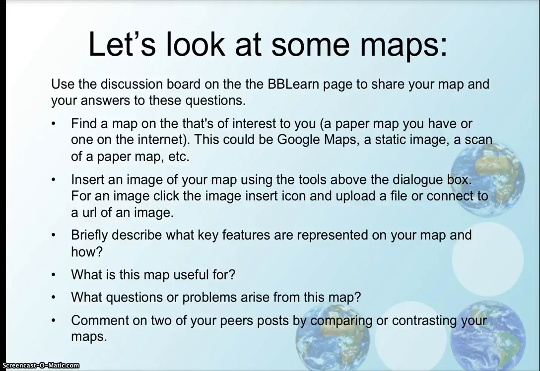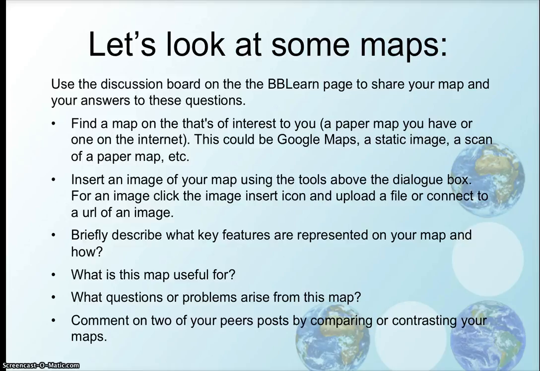So create a post on the discussion board where you insert the image of your map. If it's a paper map that you have at home, you can take a picture of it or scan it and upload it, or you can link to it from somewhere on the internet, and there's some directions here on how to do that. Briefly describe what the key features are on your map and how they're represented, and then briefly discuss how is this map useful, what's it useful for, and what problems or questions arise from the map.